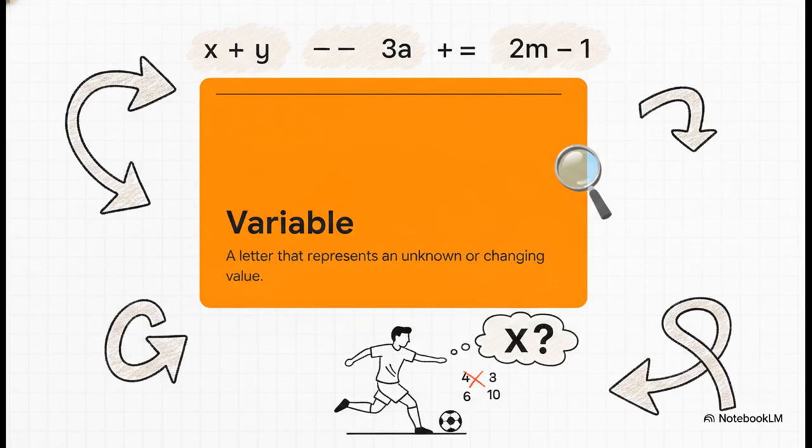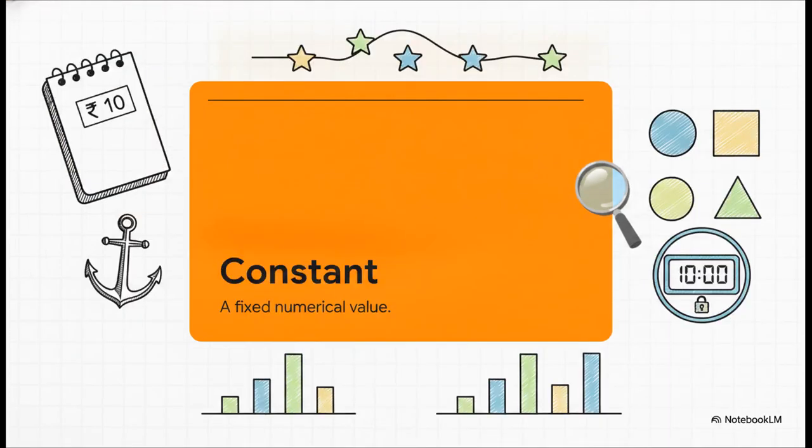Let's say we use X to represent the number of goals a football player scores in a season. Today, X might be 6, but after tomorrow's game, X might change to 10. The letter stays the exact same, but the number hiding inside it can change. Now, our second building block is called a constant. A constant is exactly what it sounds like. It's a fixed numerical value that is constantly the same. It never, ever changes. Numbers like 5, 10, 100, or even -8 are constants.